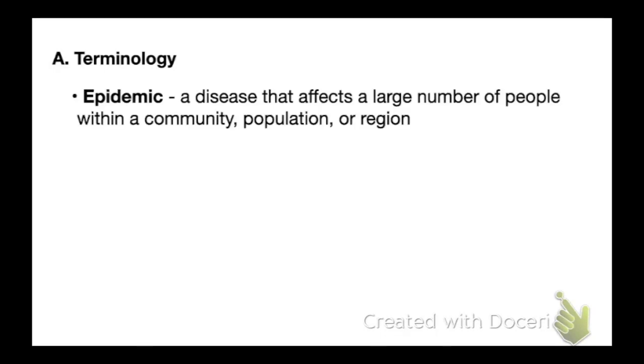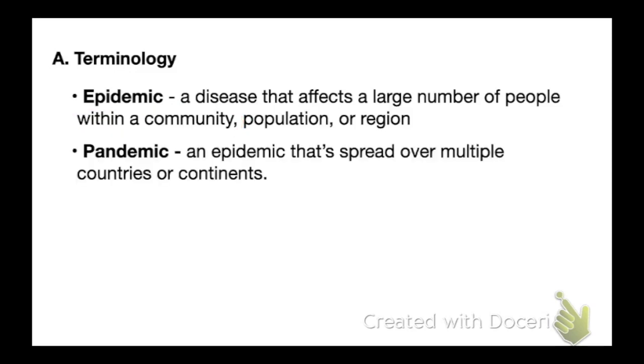Okay, so some terminology. First of all, an epidemic is a disease that affects a large number of people within a community or a population or a region. So a disease hits a small area. Okay, well, it could be a large area, but it's just contained within that area. Okay, a pandemic, on the other hand, is an epidemic that spread over multiple countries or continents. So yes, COVID-19 is what we would call a pandemic.